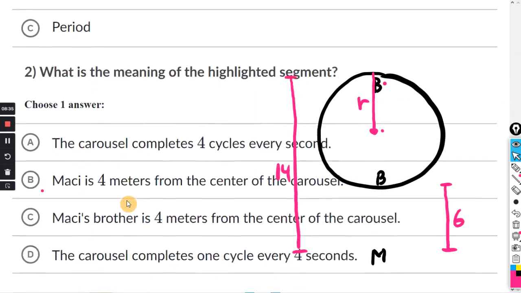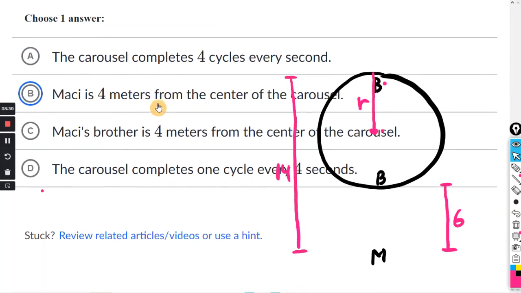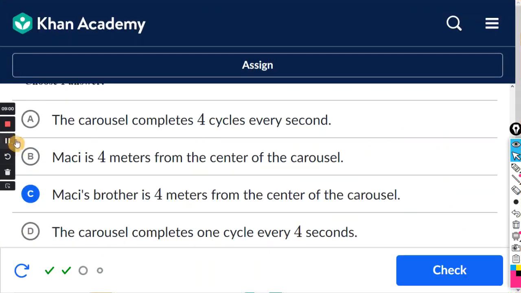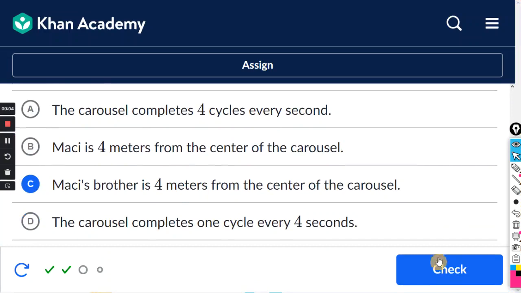Highlighted segment, carousel completes 4 cycles. No. Macy is 4 meters from the center. No. Macy's brother is 4 meters from the center of the carousel. Yeah, that's it. Okay, like we drew here, the brother is 4 meters from the center. Answer D is completes 1 cycle every 4 seconds. No. So this is it right here. All right, so answer B and answer C.